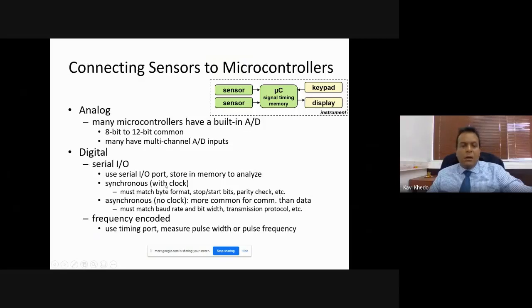All these are checked. Whereas you can have an asynchronous port as well, where no clock is used, more common for communication than data. So there is baud rate, bit width, a transmission protocol and everything. You have other types of interface with frequency encoded. This we'll discuss later.